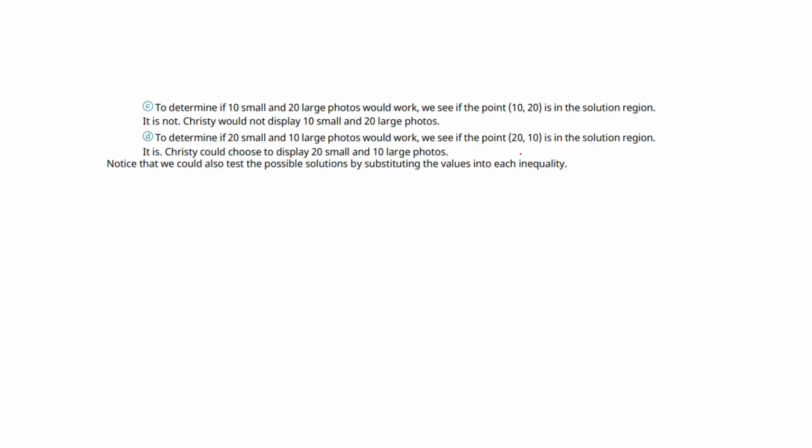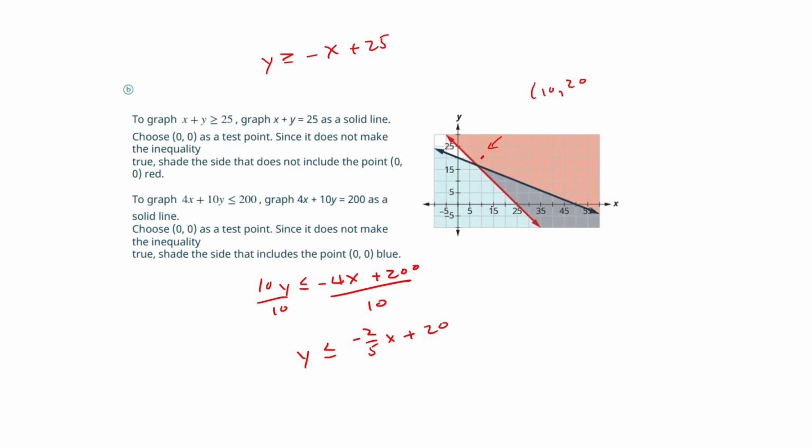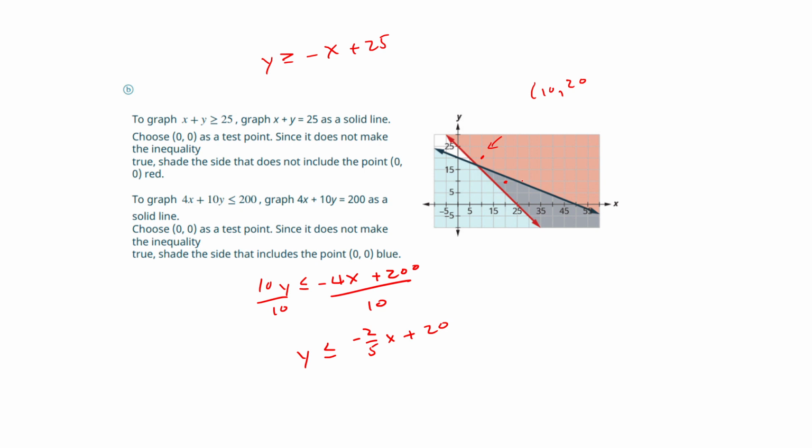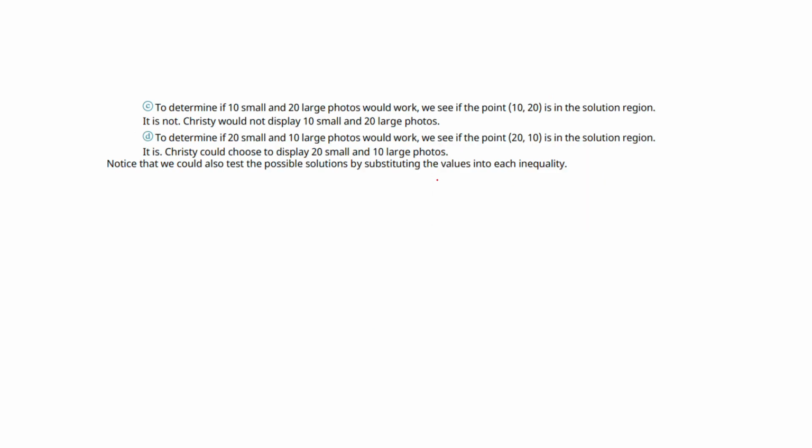Now they do it again with 20 small and 10 large. Well, that's 20 small and 10 large. That is in the solution region. And so this is a possibility. This would make both of her equations true. It would make it so that she's displaying enough photos and that it's cheap enough in price. So the second point is in the region, and so that is true.